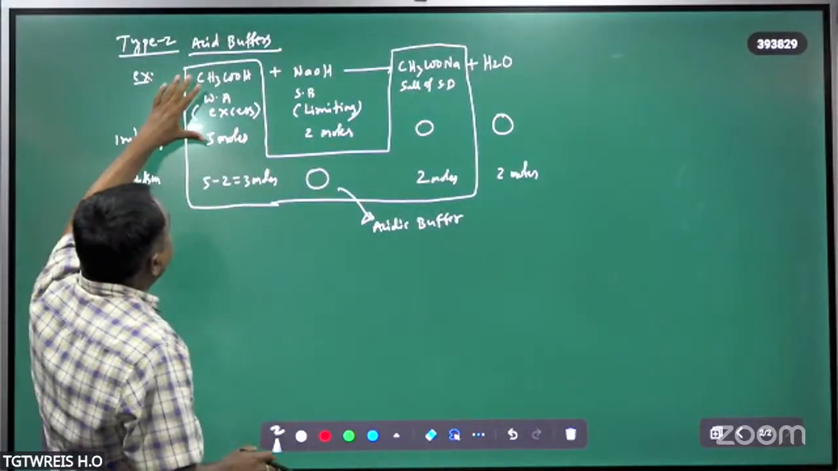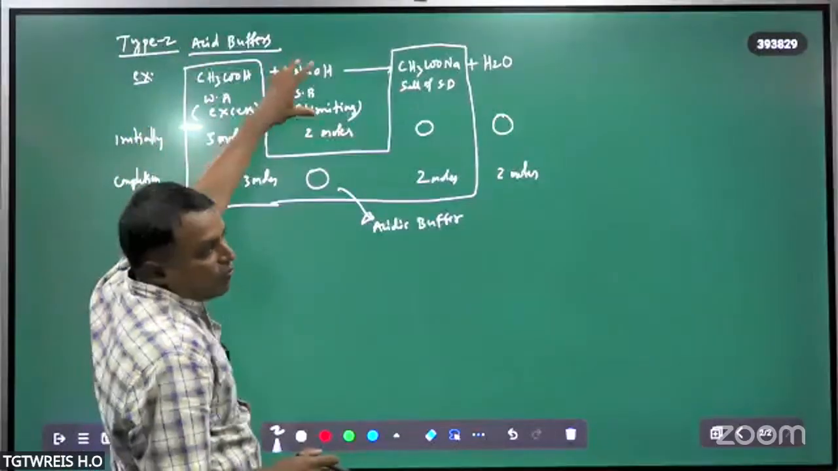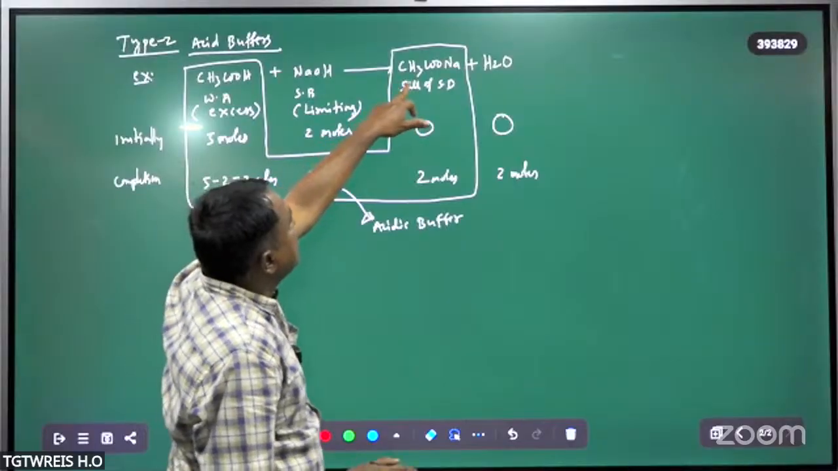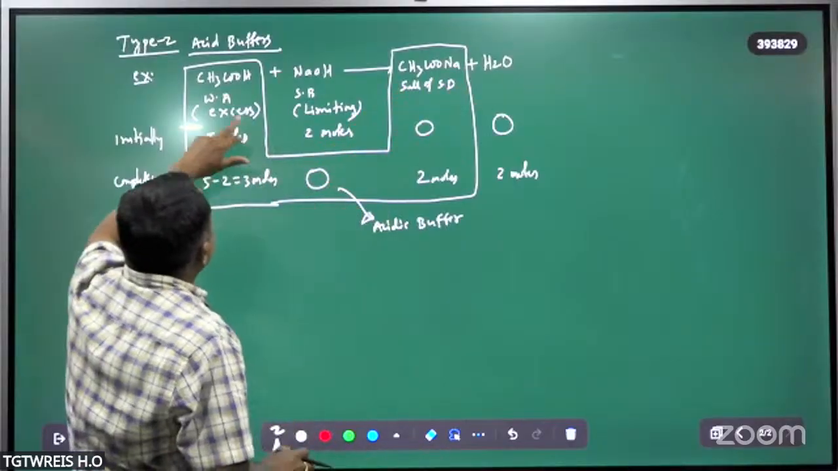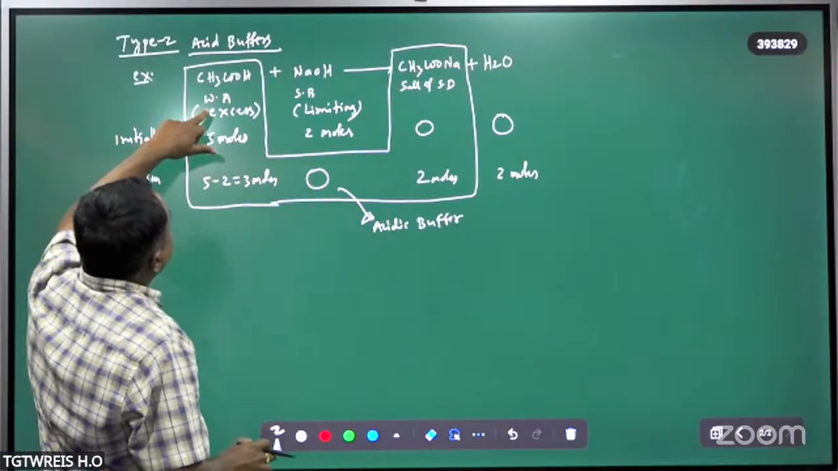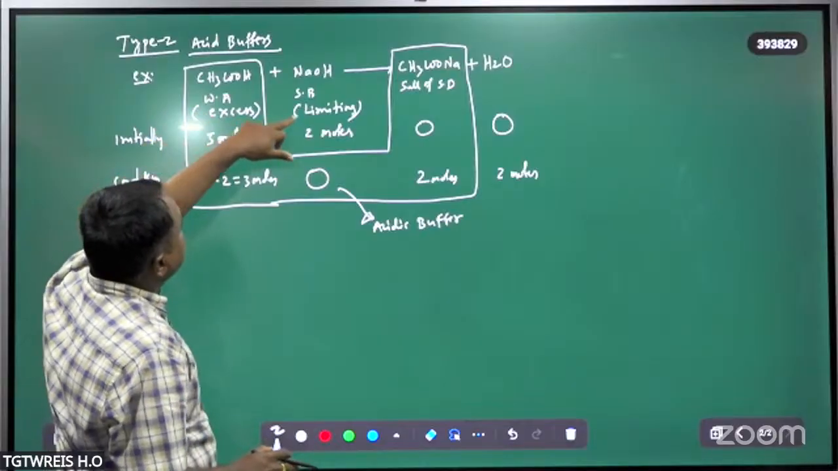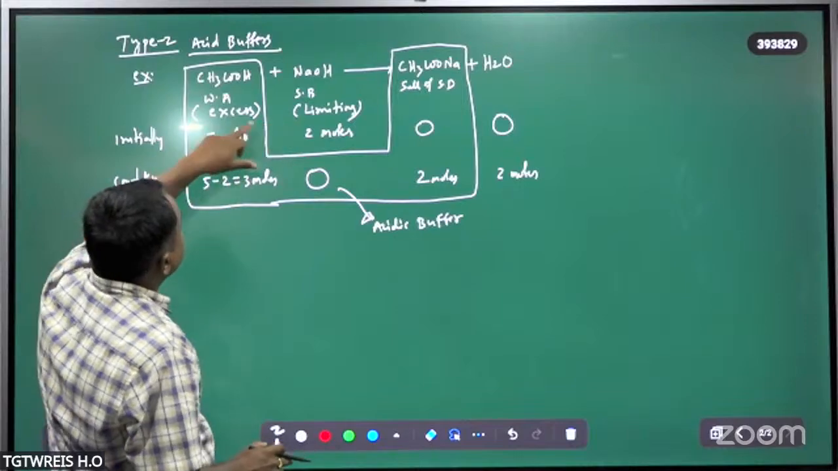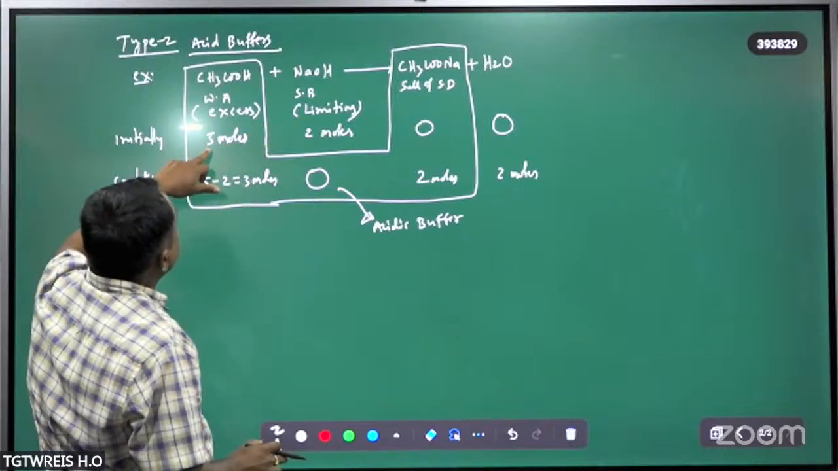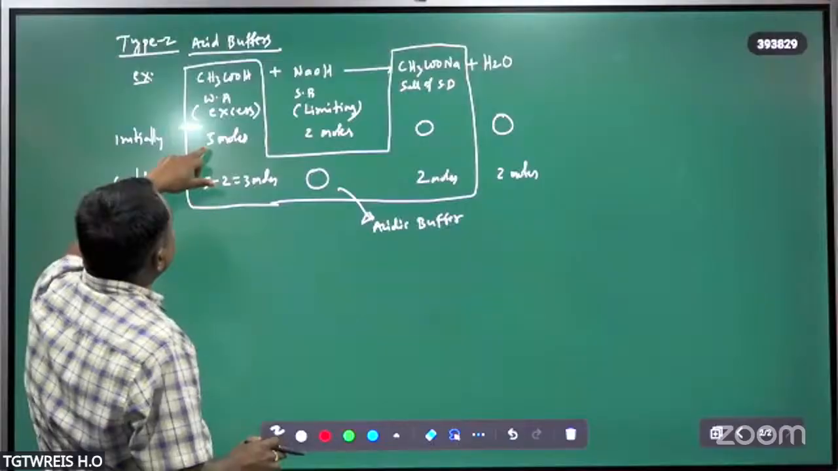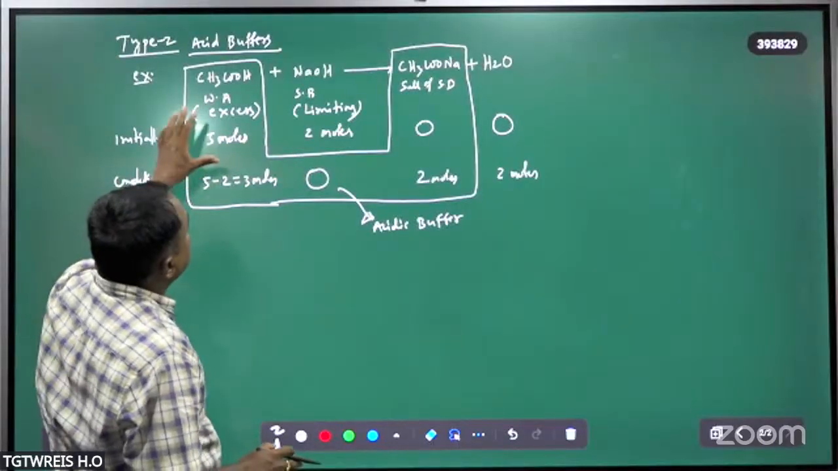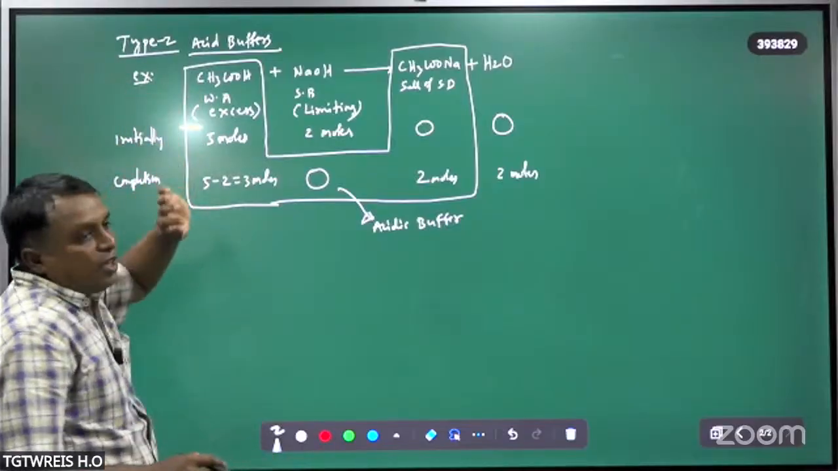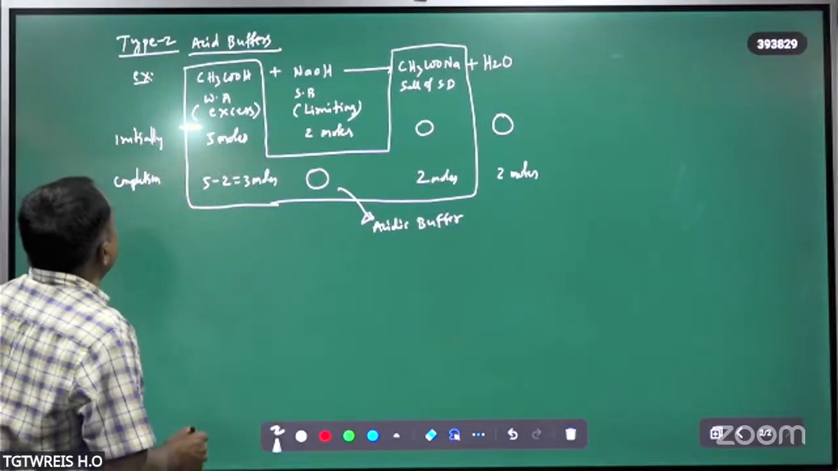But here we are adding what now? Acetic acid to the strong base NaOH. You will get what now? CH3COONa plus water. But the acid must be taken in excess and the base must be taken as the limiting reagent. This is in excess, this is limiting. This is 5 moles, this is 2 moles. If you take this as 10 moles, this as 5 moles. In that way only you will get an acidic buffer solution. So this is the second type of buffer solution.